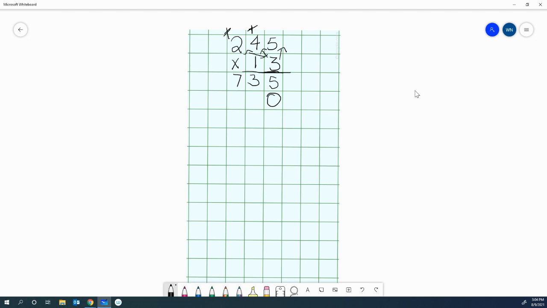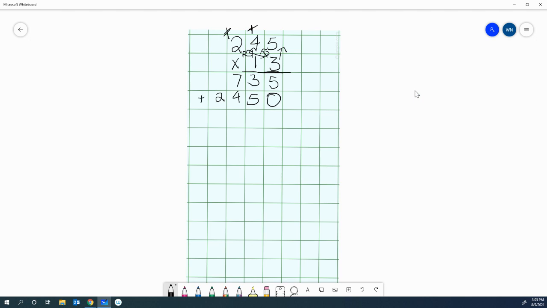Now we start with our 1. 1 times 5 is 5. 1 times 4 is 4. 1 times 2 is 2. You do not have to draw all the arrows if you don't need to. That's just to remind you what we're doing.